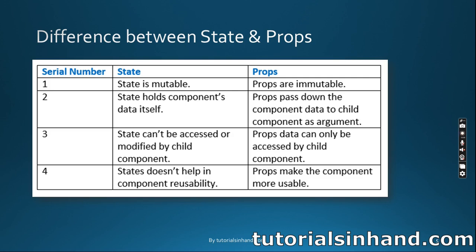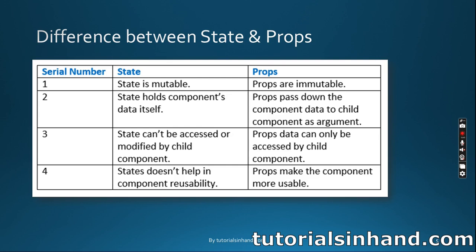State can't be accessed or modified by a child component. Props data can only be accessed by a child component. So we have seen in app.tsx that we can modify the state data from the parent component itself. The child component has no right to the parent state variable. But when that data is passed as props, the child component can read the data and show it. But as I have said, props are immutable, so the child component cannot modify the data.